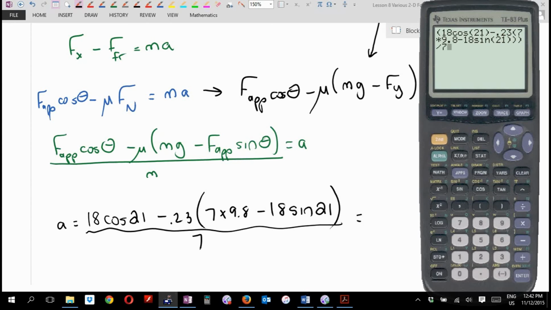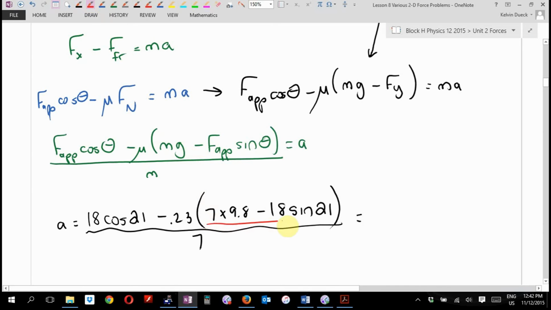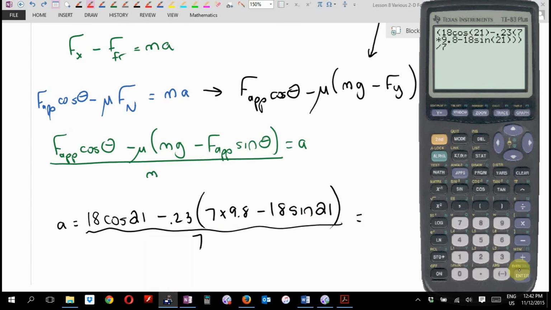I think I'm good. By the way, I don't know if I would do this all in one fell swoop. I might be tempted to just crunch that, store it as an answer on my calculator using my answer button, because then it would be 18 cos 21 minus 0.23 answer button divided by 7, which might be a better way to go. But I was curious to see if I could do this the whole way.